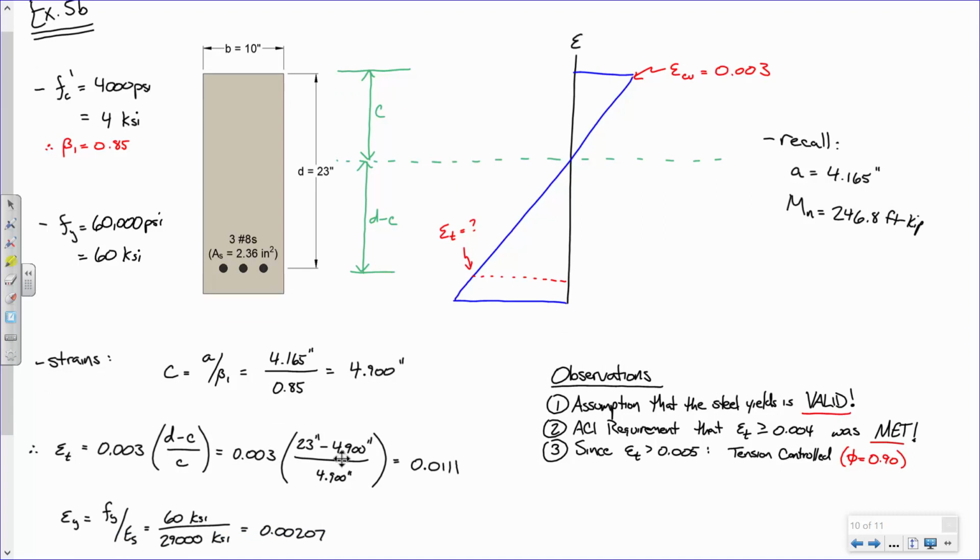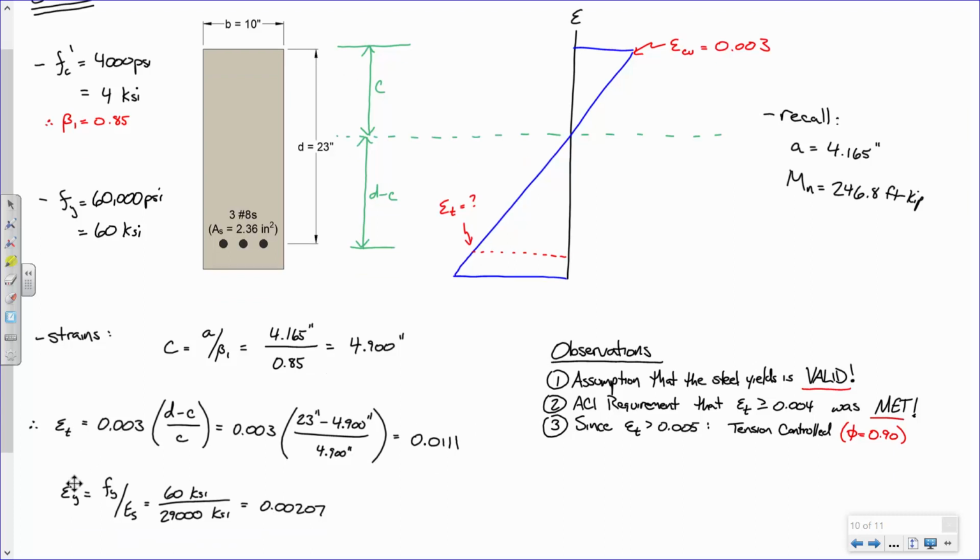So when you calculate the strain in the steel, it comes out to be 0.0111. Now, comparing that against the strain at yield, which is just Fy over E sub s, where Fy is 60 KSI and the modulus of elasticity of steel is always 29,000 KSI, it comes out to about 0.002.